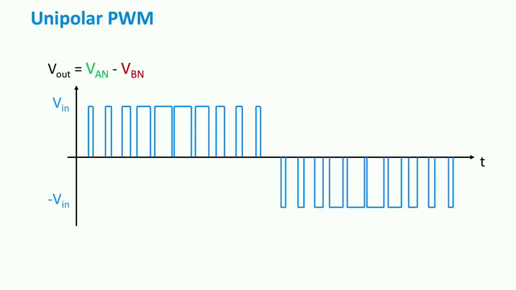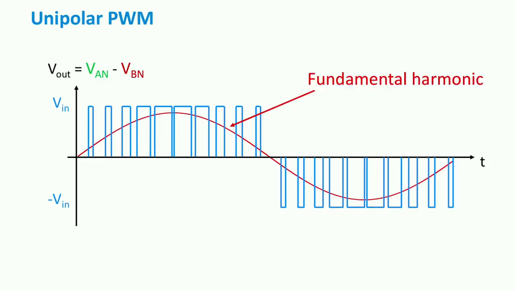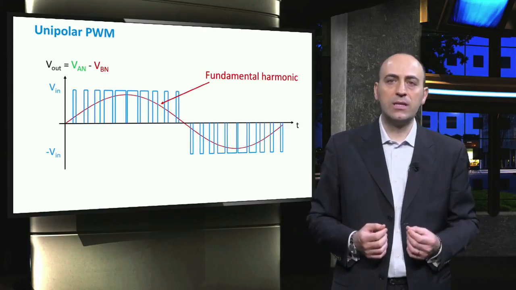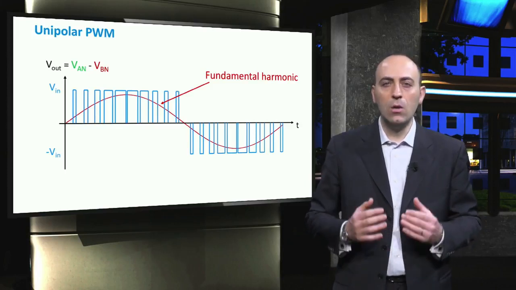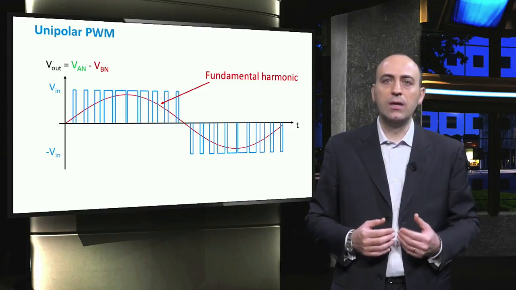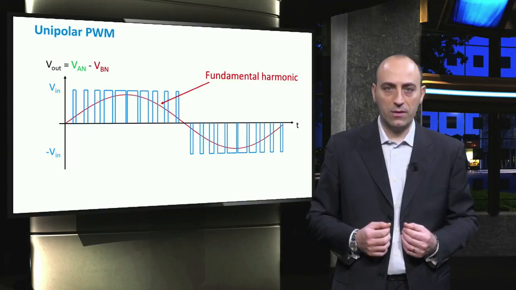Just like the bipolar case, a pure sine can be drawn from Fourier analysis of the output signal. This sine is the fundamental harmonic which carries the real power delivered by the inverter. The most important advantage of the unipolar PWM scheme over the bipolar one is a lower harmonic content, which translates into less signal distortion that needs to be filtered out by the inverter.